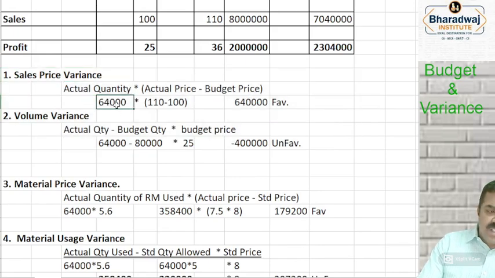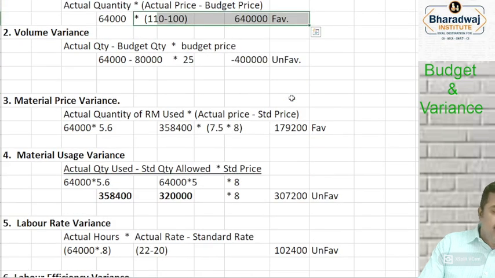Actual quantity 64,000. We sold for more price than the budgeted price. When you sell for more price, is it favorable or unfavorable? Favorable. Volume 64,000 only we sold, but we planned for 84,000. So unfavorable.